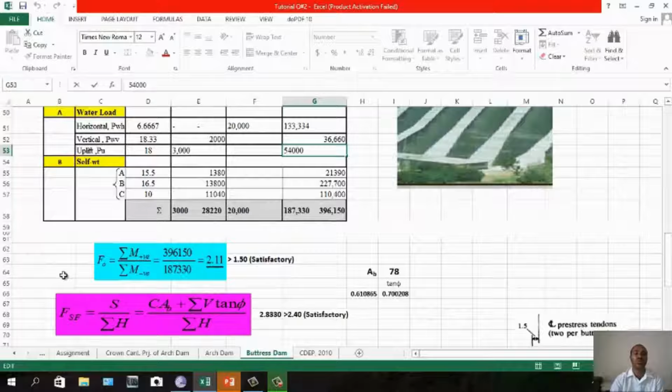So let us go to overturning stability. This equation is sigma moment positive divided by sigma moment negative. If you divide, you get 0.11. This means satisfactory, which is safe. It is more than 1.5.